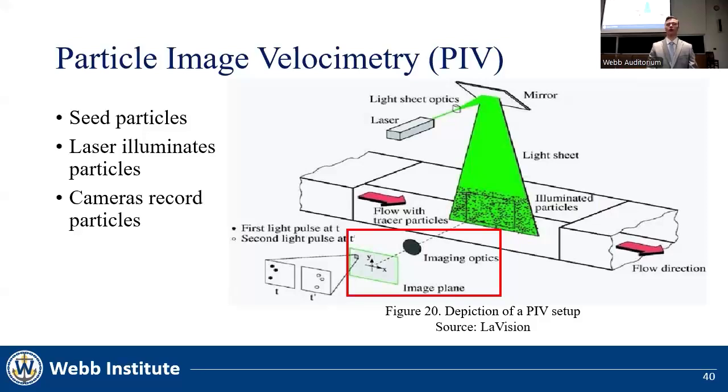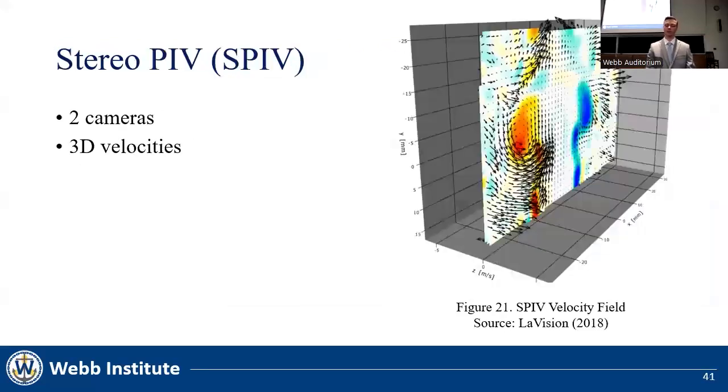The cameras take one picture, wait a set amount of time, and then take a second photograph. The program then analyzes the two pictures and tracks the particles between them. This means that the program is able to measure the distance and direction the individual particles traveled. Because we also know the time between the images, the velocities can be determined, allowing for the creation of a velocity field. Stereo PIV involves the use of two cameras in order to produce three-dimensional velocity components.